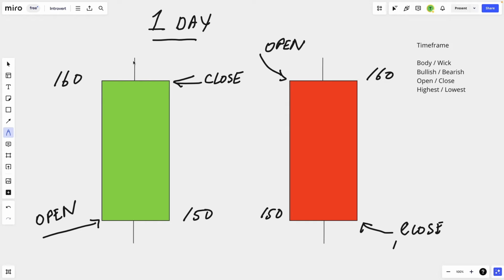Now, these candlesticks also have what are called wicks or shadows or tails. And that is represented by the wicks that are coming from these candlesticks. And basically what these represent, this is just the highest price that the stock reached in that particular day. And this one is represented by the lowest. And the same thing would apply for the red candle.